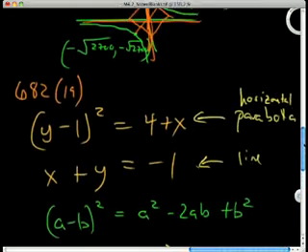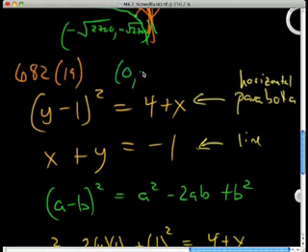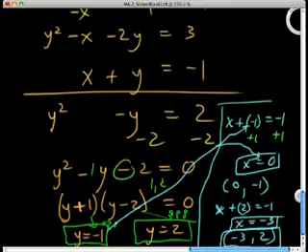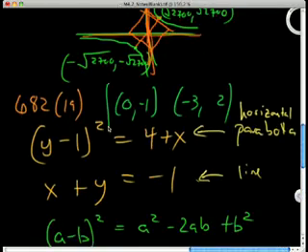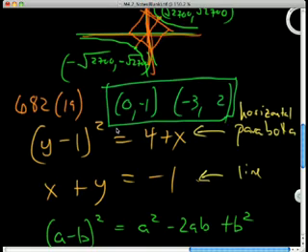I'll write it up at the top. 0, -1, and what was that? -3, it was 2 something. Was it positive or negative? Positive. Right, so here are my solutions, and actually, just so I feel better about myself, let's take a look in the back of the book.